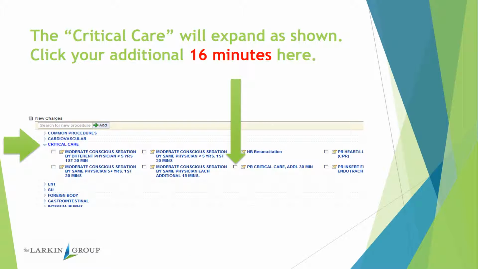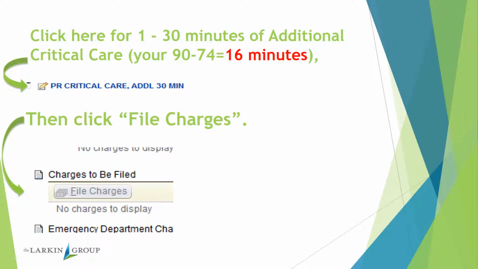As this box opens, you will see where that big green arrow is pointed straight down, PR critical care additional 30 minutes. That is where you add your additional 16 minutes over 74 minutes. There's just a close-up of where you add your PR critical care additional 30 minutes. And then after you do that, you'll go down further on your screen, and here's a little close-up of it. You click File Charges, one of the most important buttons you will ever push.